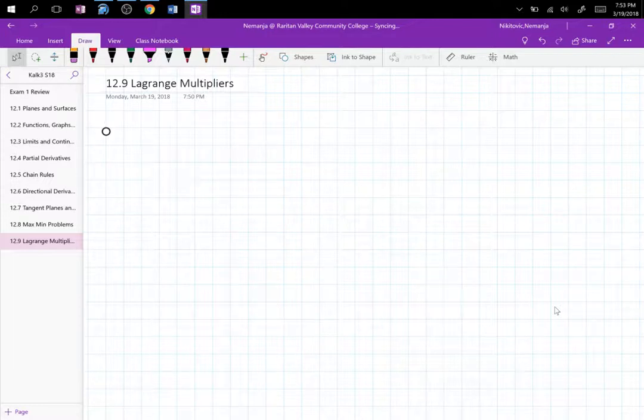So, Lagrange multipliers. We know how to find a min and a max on the surface from the previous section by the partial derivative, second derivative test and all that good stuff. Now I'm going to introduce a constraint. So again, think of the cookie cutter, right? But now that cookie cutter is not going to be straight lines, it could be a curved line.